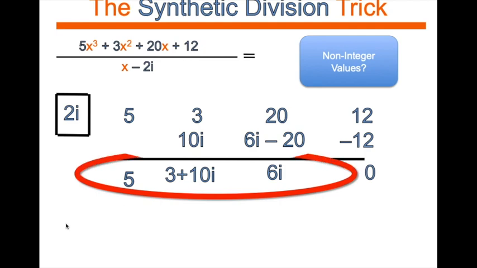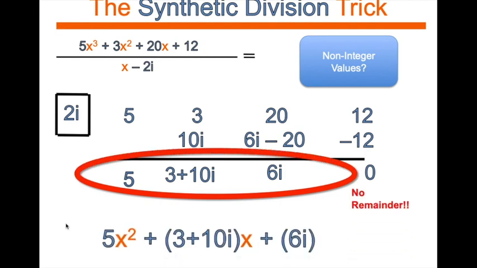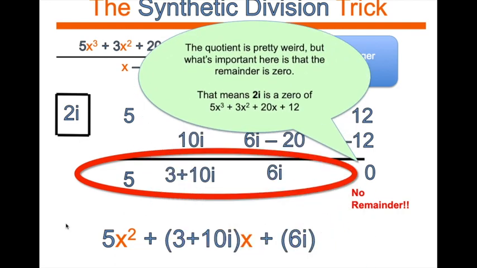There we go. We're probably not going to ask you to write the actual polynomial here. I mean, that's going to be a goofy looking polynomial, as you can see. But the important part here is that 0 was the remainder. So what that means is that 2i is one of the solutions to that cubic equation. 2i is one of the values that you can plug into that expression and get 0 as an answer. All right, this is going to come back later.